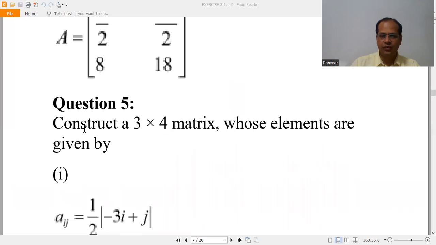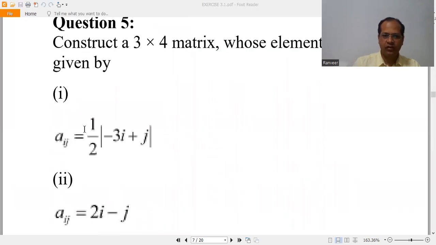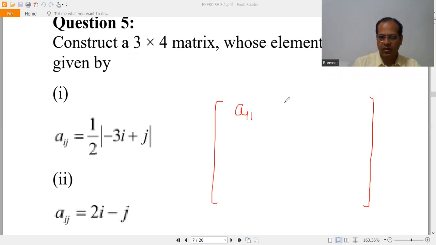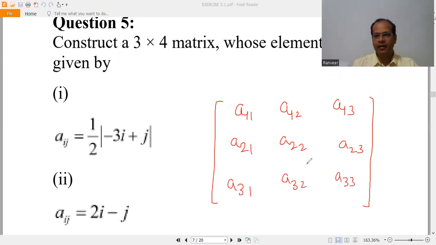Construct a 3×4 matrix. Same way, first we have to write here in this way. First of all, write down a11, a12, a13, a21, a22, a23, a31, a32, a33. This is the order. After that, whatever condition is given, based on that we have to find out these 9 values and substitute them in the corresponding positions.